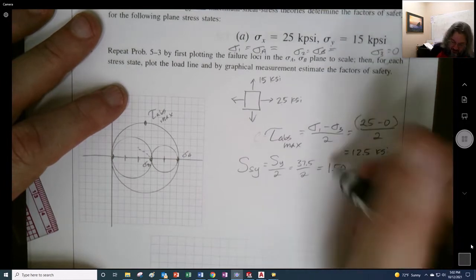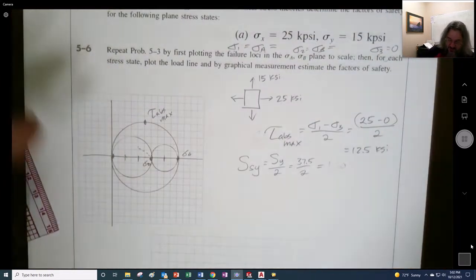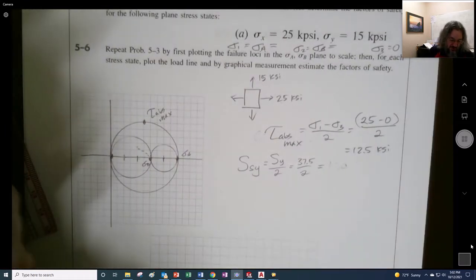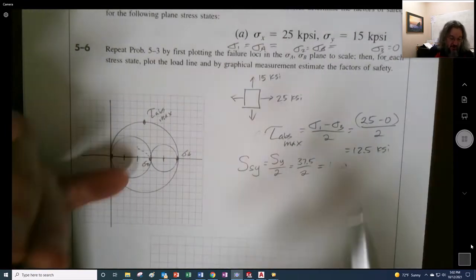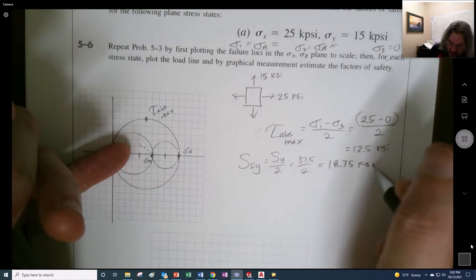Oh, I'm sorry. I did not write it out. That's not 1.50. What's 37.5 divided by 2? 37.5 divided by 2, and we get 18.75. Most people should be able to do that in their heads if they have a PhD, right?